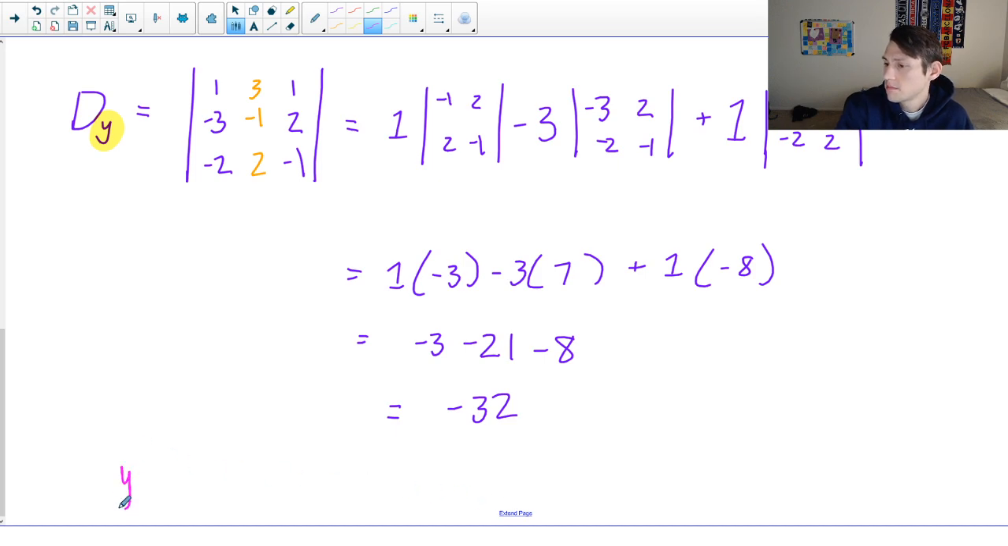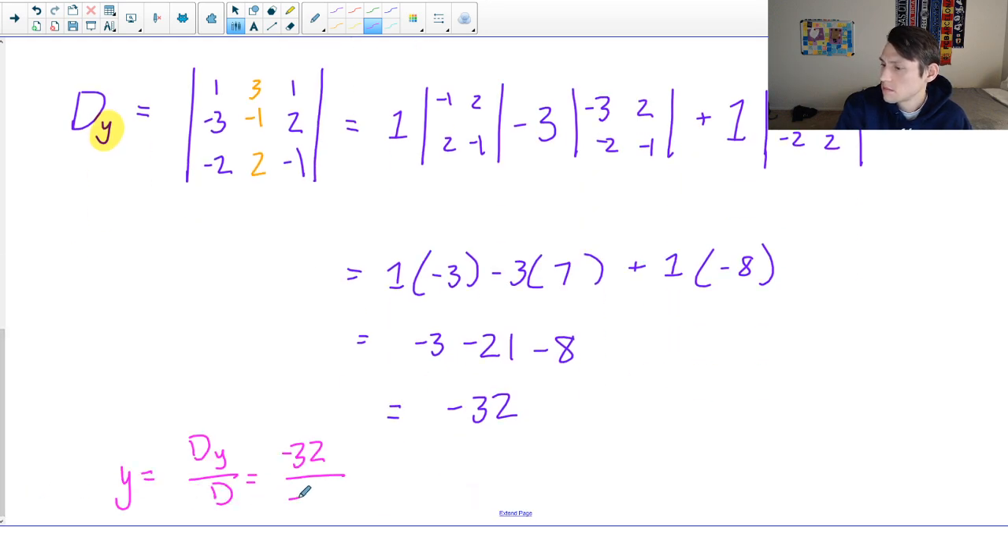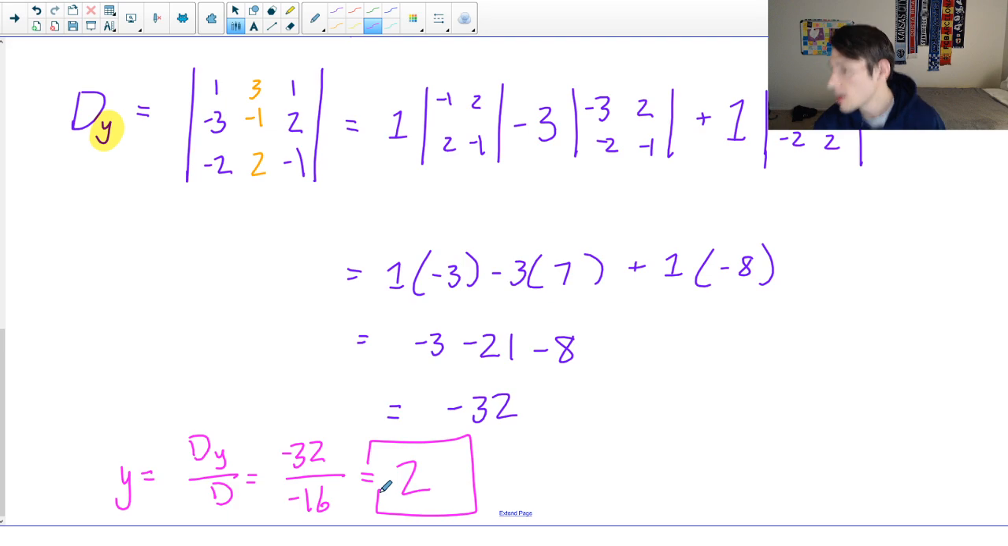So then finally, the y value is the same thing as dy divided by D. So dy is -32. D was, what was it? -16. So -32 divided by -16 is +2. There's the y value, +2.